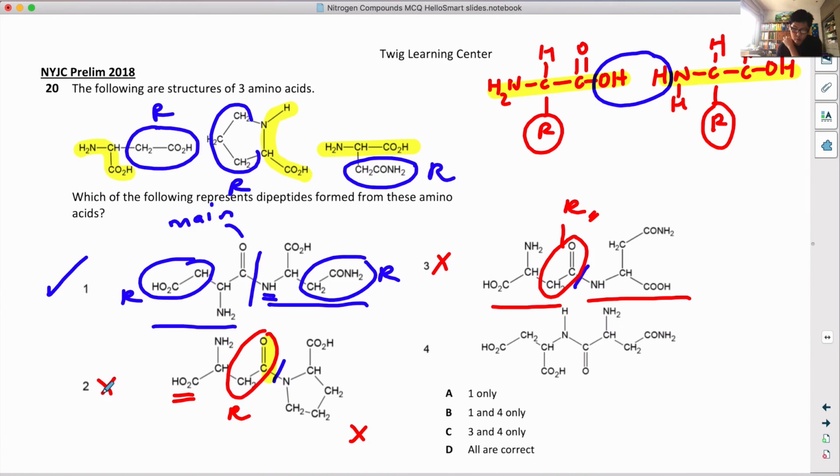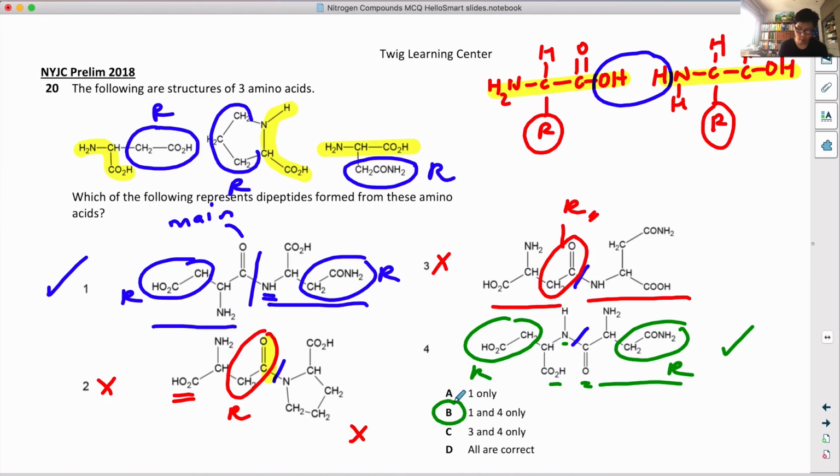Last one, if I draw a line here, you notice that this is okay because the R group is over here. This one, the R group is over here. Can you see that? So they use the NH2 and the COH, NH2 from the main chain. For this one, the R group is over here. Can you see that? For the other amino acid, the R group is over here. So they use the COH from the main chain, so this is correct. So the answer is 1 and 4 only. Yeah, 1 and 4 only.